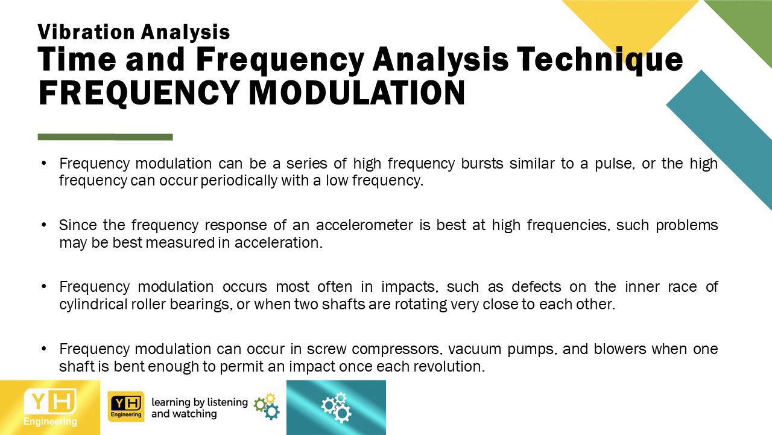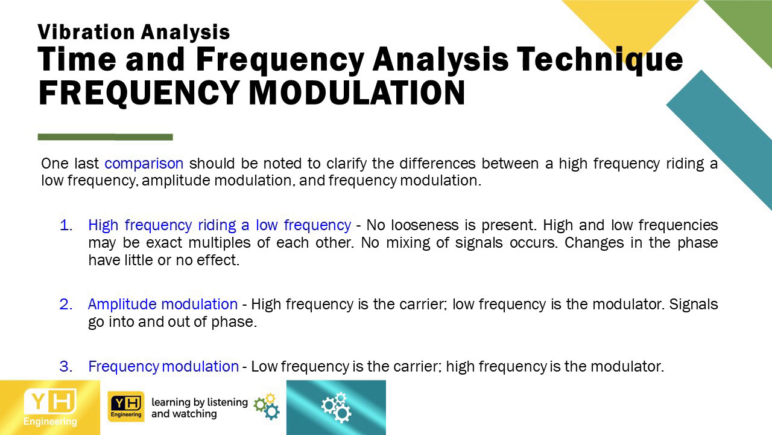Frequency modulation can be a series of high-frequency bursts similar to a pulse, or the high frequency can occur periodically with a low frequency. Since the frequency response of an accelerometer is best at high frequencies, such problems may be best measured in acceleration. Frequency modulation occurs most often in impacts, such as defects on the inner race of cylindrical roller bearings, or when 2 shafts are rotating very close to each other. Frequency modulation can occur in screw compressors, vacuum pumps, and blowers when one shaft is bent enough to permit an impact once each revolution. One last comparison should be noted to clarify the differences between a high frequency riding a low frequency, amplitude modulation, and frequency modulation.